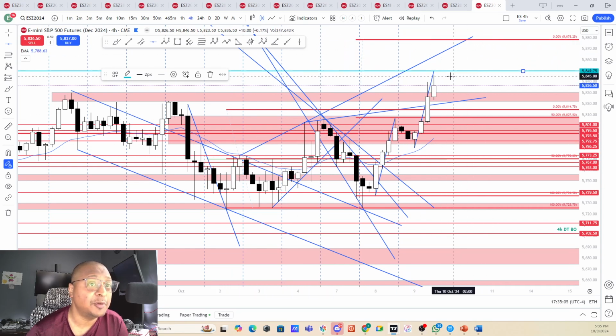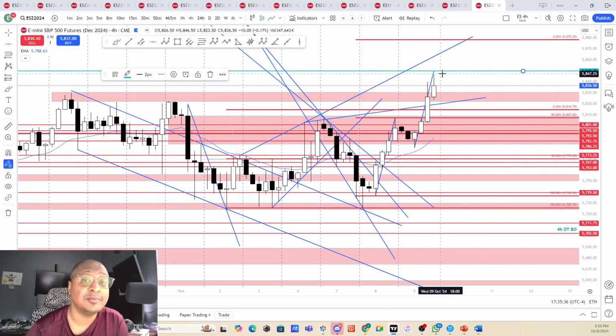There may be a pullback after the 5850, but as long as that 5838 to 40 and then the 5833 and then the 5825 areas do not break down, we should not have anything to panic about, because that may just be a pullback. It may be just creating room in order to go up, and then it will go back up again and hit this particular line on the upside. That may not happen in one day.